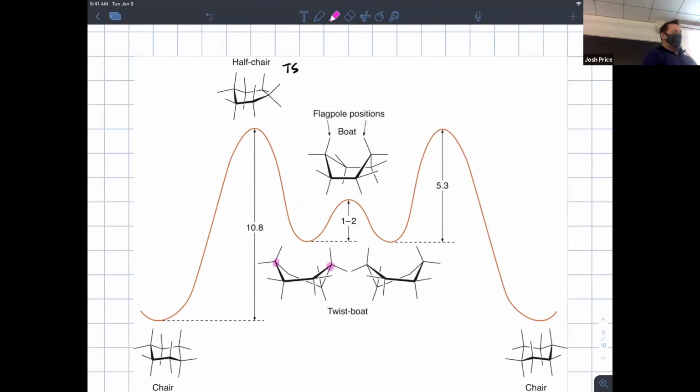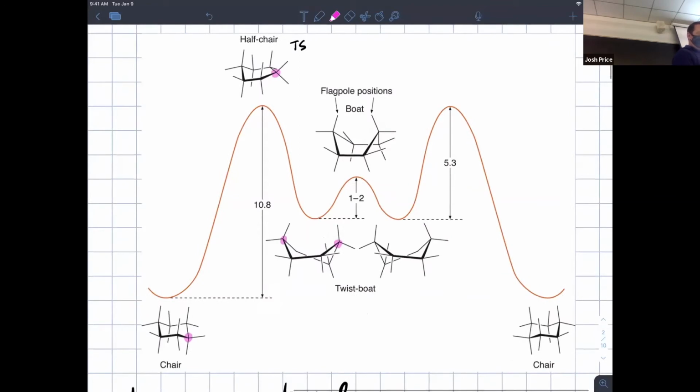Yeah, the textbook you assigned for my 351 class did clearly say that the twist boat was the intermediate. Oh, did it? Okay. And the boat is the transition state. Okay, good. Well, the undergraduate textbooks have gotten tired of being corrected and disparaged by crusty old organic teachers.